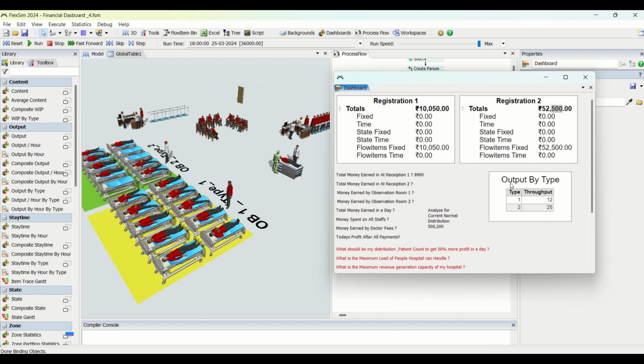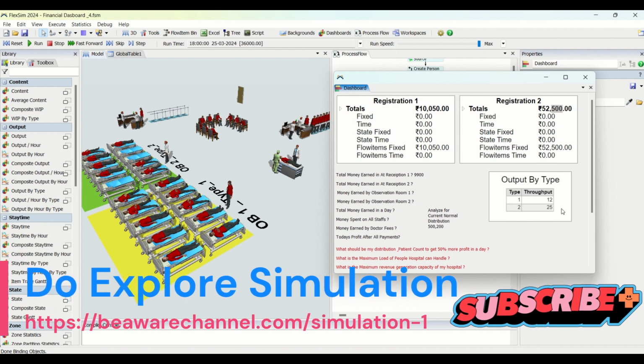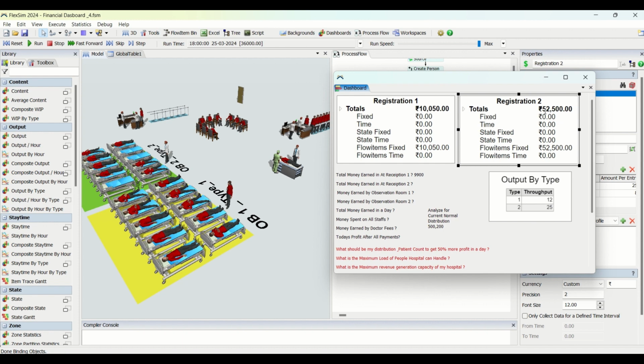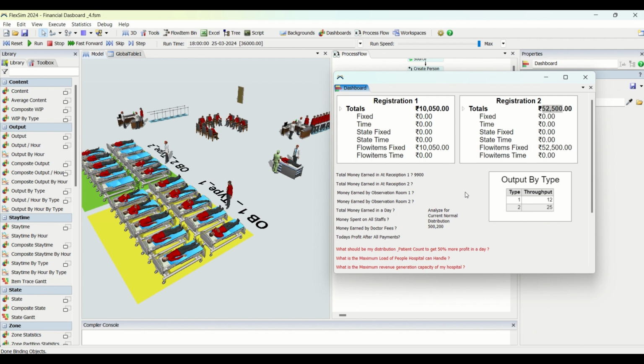And if you look at this, we can also find out how many patients used my OB1 and how many used my OB2. 25 patients came out from my observation 2, and 12 patients came out from my observation 1 room. Now let us find out, because here I'm not able to see how much revenue is generated by observation room 1 and how much by observation room 2.